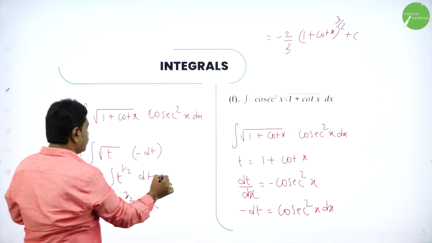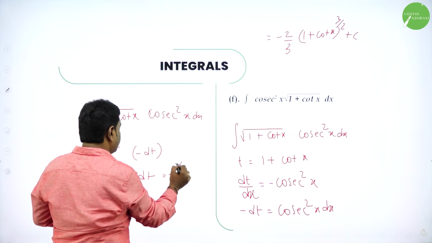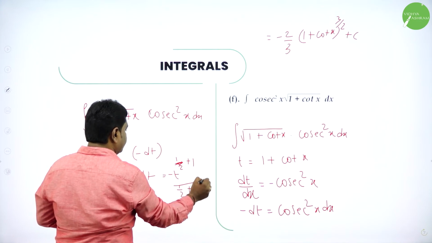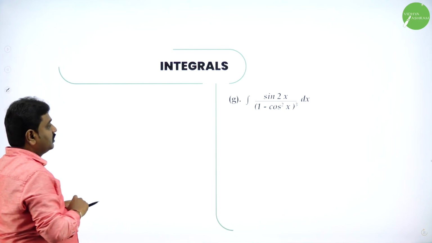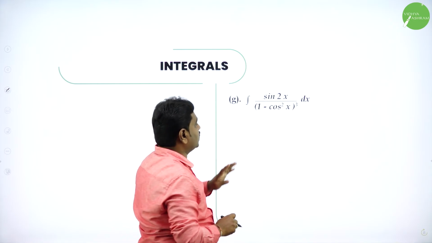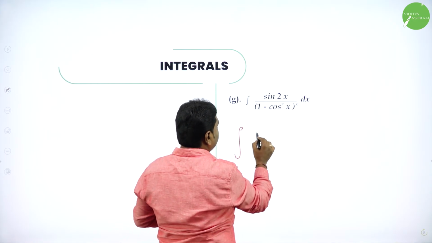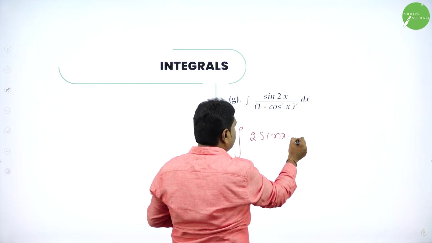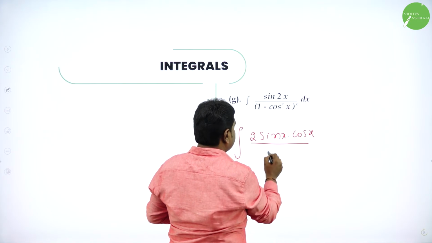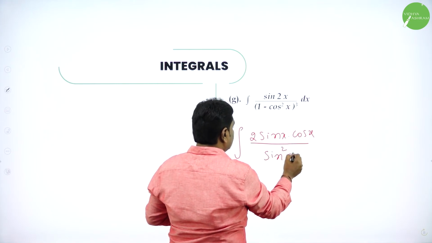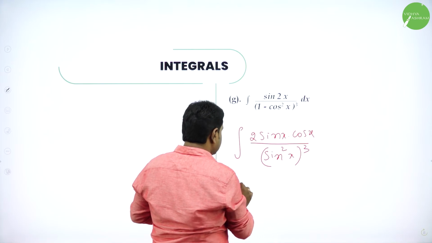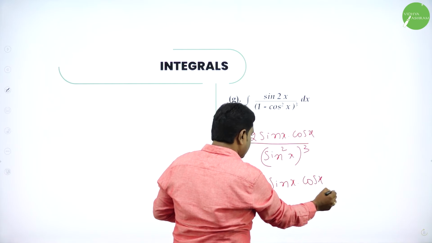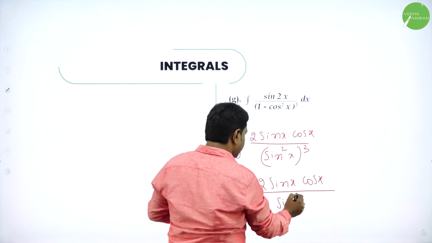So here one more step is what? t minus, t power half plus 1 divided by half plus 1 plus c. So similarly we have sin 2x by 1 minus cos square x. Can I write sin 2x as 2 sin x cos x? I'll write sin 2x as 2 sin x cos x, divided by 1 minus cos square x, which is sin square x whole cube. So that is 2 sin x cos x divided by sin power 6 x, law of indices.